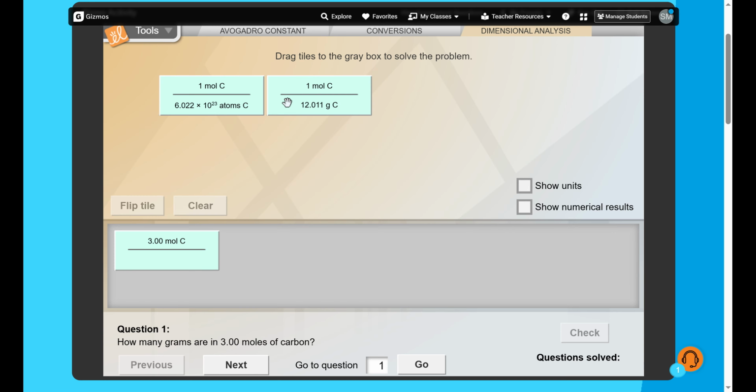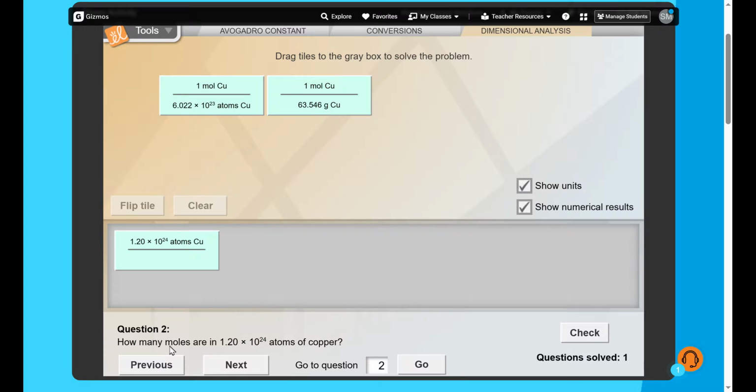So we can also click on these checkboxes to say, oh, the answer will be in grams of carbon. And we're going to show the numerical result as well. 3.00 times 12.011 equals 36.0 of what? What units is left? Grams of carbon. And then we can use this check button to see that, yes, indeed, we have our answers or we have our question answered correctly. Click on this button to show you a next example, the next question.